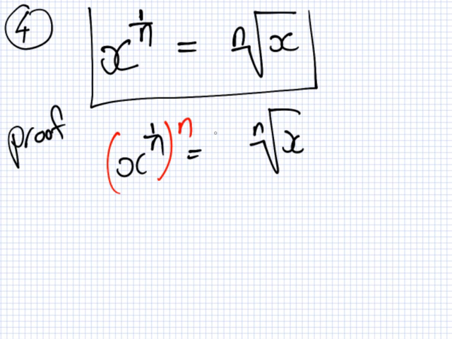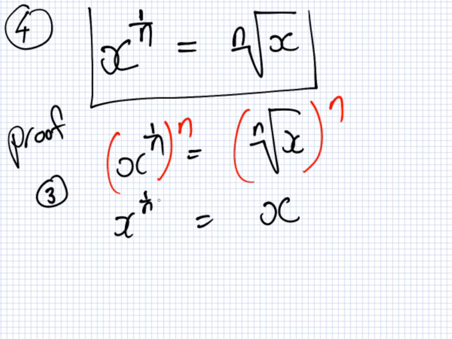So the proof is simple. We put power n on both sides. So if you have the nth root power n, yeah, it has to be x. Here you can use the third rule, and it'll be x power 1 over n multiplied by n, which is 1. x power 1, which of course is true. So that's rule 4. Okay, so write that one down.